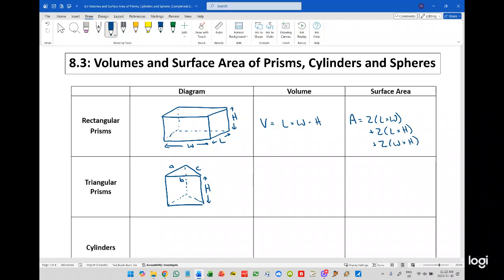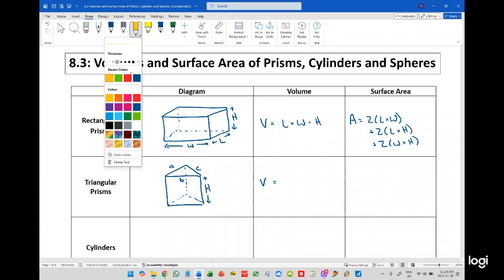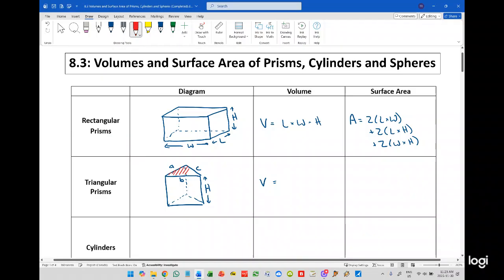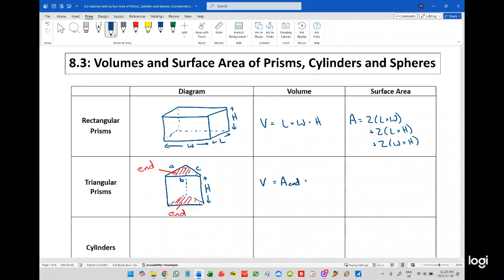Okay, the volume of this, and I'm going to actually state this more generically than you'd think. The volume is going to be the area of the end. I'm going to refer to that as the end. And likewise, the bottom is also an end. And the volume is just going to be the area of the end times the height.